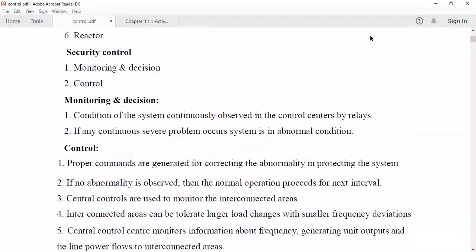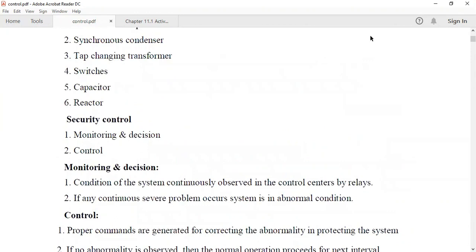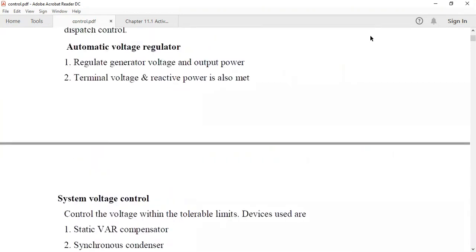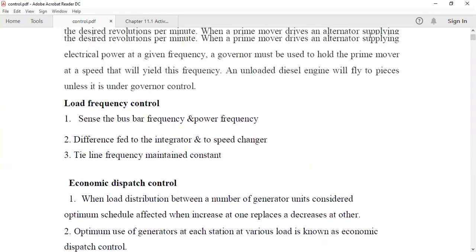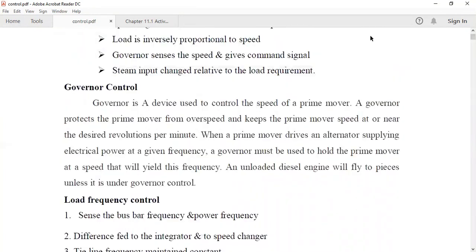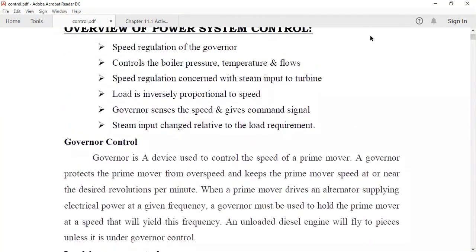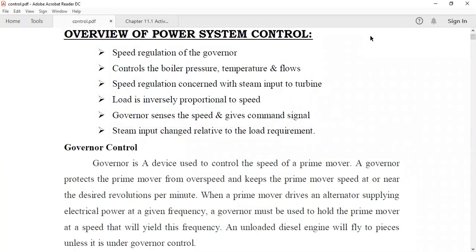So this is all about the control. Once again, we will take an overview of the control. There are different controls available in the entire power system at different stages or sections of the power system, by which we can control the different sections as well as the entire power system. The different control actions or mechanisms in the power system start in the generation stage.